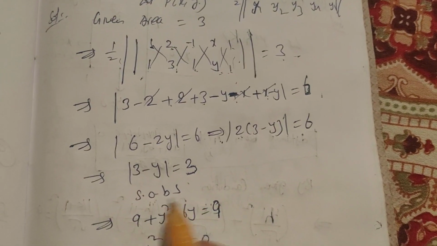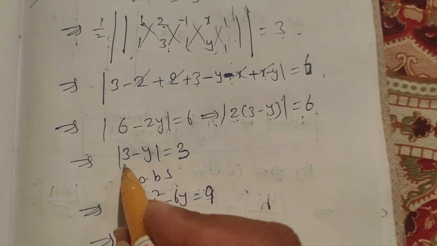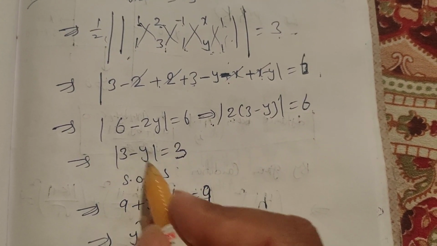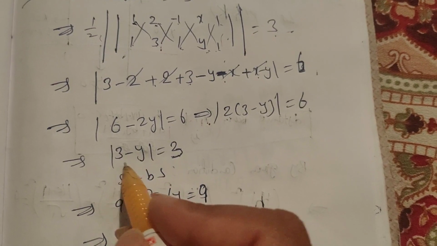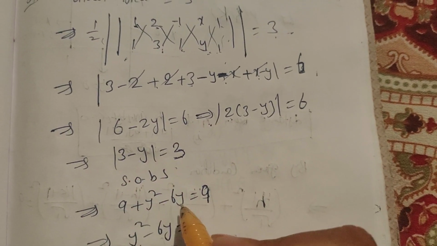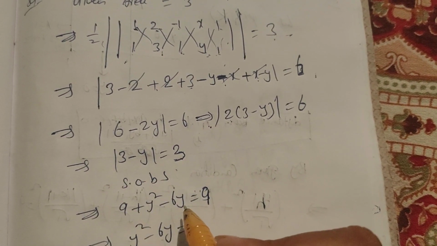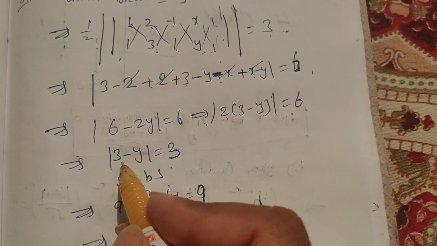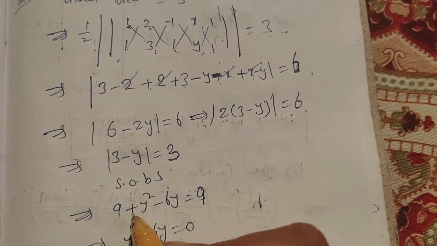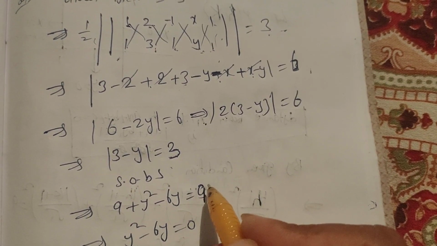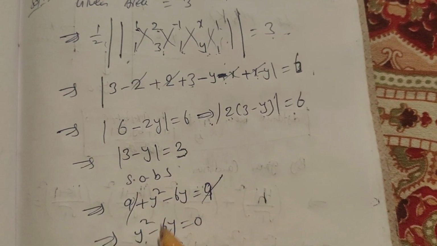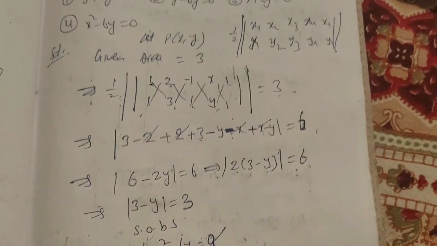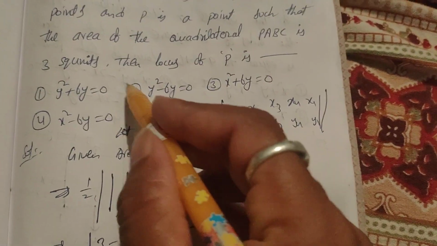To avoid this modulus, square on both sides. So 3 square plus y square minus 6y, that means (a minus b) whole square is a square plus b square minus 2ab, 2 into 3 into y, 6y. And 9 plus y square minus 6y is equal to 9. This 9 gets cancelled. Now we have y square minus 6y is equal to 0. So this is the second option they gave.